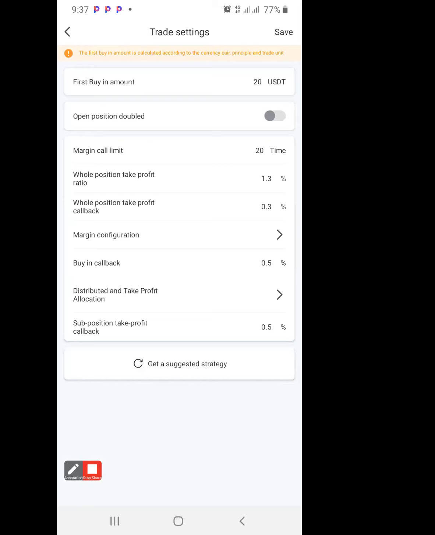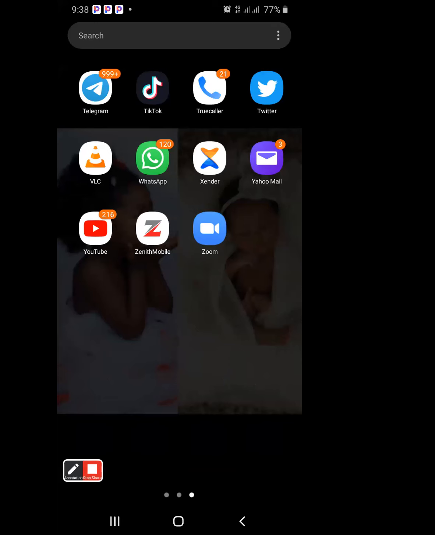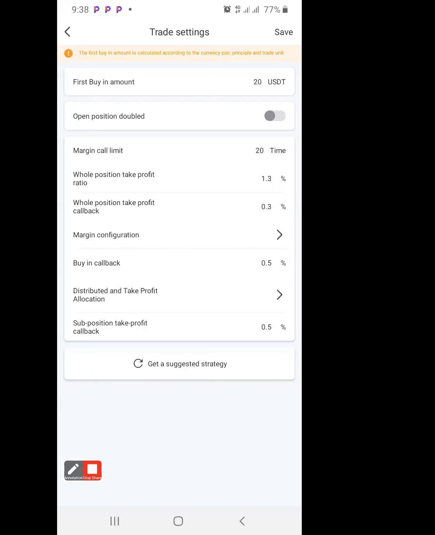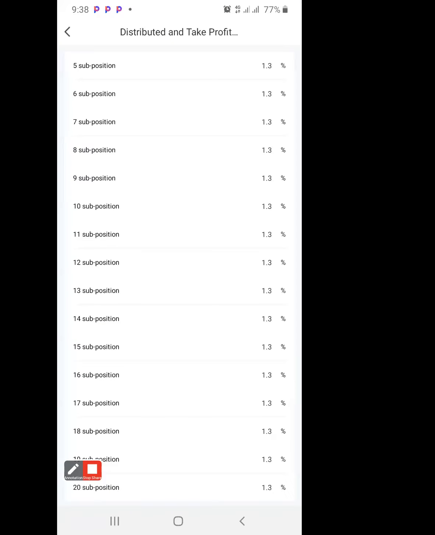So for buy in callback, after you've taken profits, when the market has gone 0.5% of that price, it buys again for you. For distributed take profit allocation, it tells you that the app charges each of your trades as separate trades.